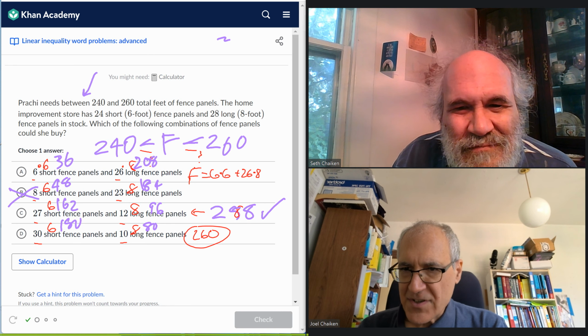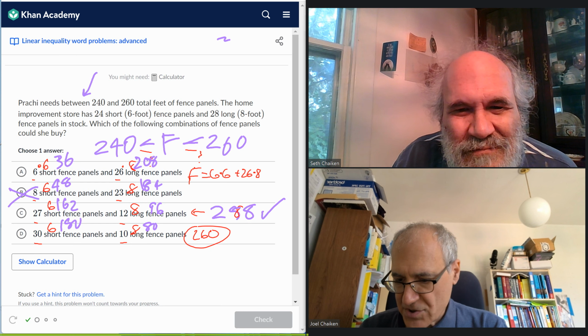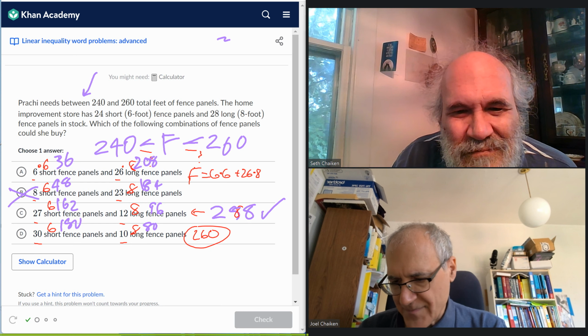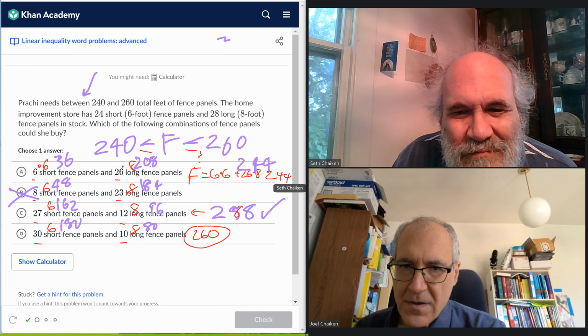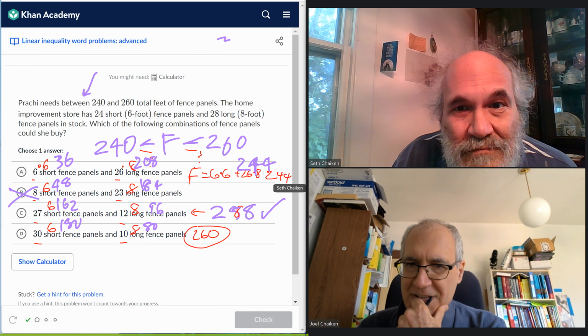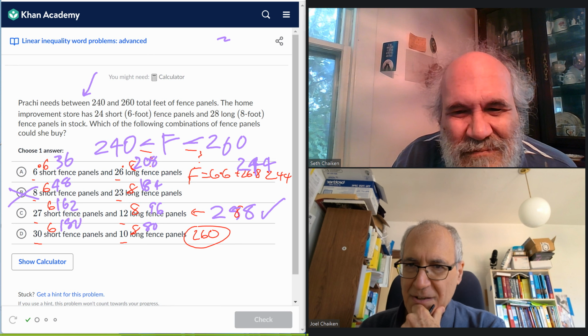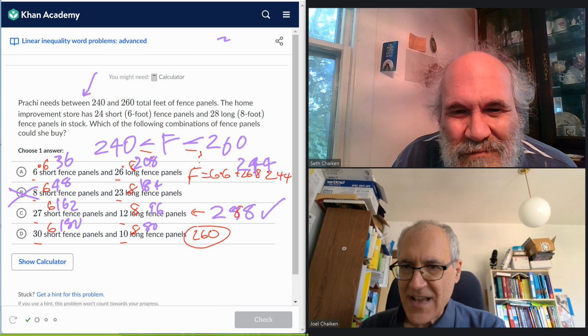And what about this? 36 plus 208? Wait, 36 plus, calculator problems. 36 plus 208 is 244. Wait a second. What are we missing here? There are two answers that seem to work. 244, A and C seem to work. So it's got to be a mistake.